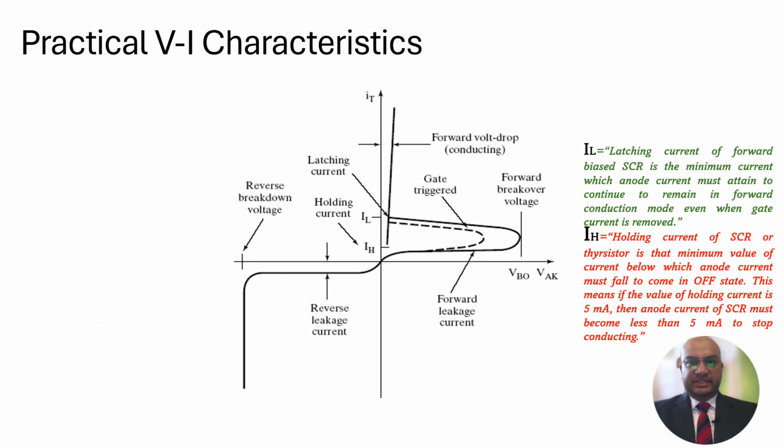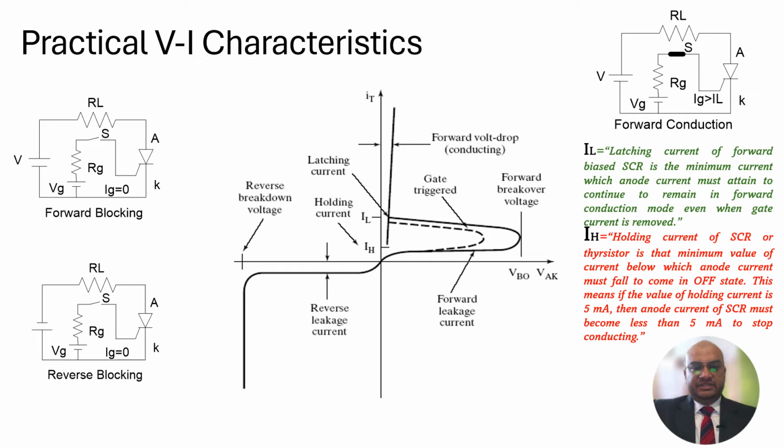As we have already seen, once the device goes into the conduction mode, it is difficult to bring it back into the off state. We need an external circuitry for that. Now the interesting thing to see here is the ideal characteristics. It looks somewhat like this, and 2 points here are required to be memorized. One is termed as holding current, and holding current of an SCR or thyristor is the minimum value of current below which the anode current must fall to come down to the off state.